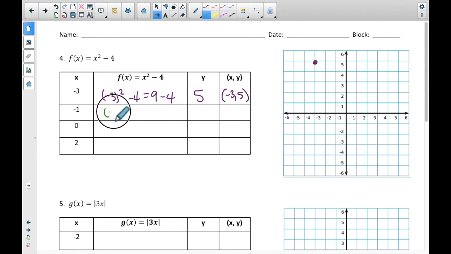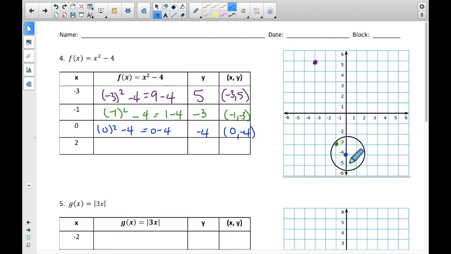My next one is -1 squared. Plug it in. So I got -1, -3. That is all the way down here. Plug in my 0. Easy peasy. That's 0 minus 4. That's a -4. So this point is 0, -4. It's not a line, is it? Okay, so something's different. It's not making a line. It is making a pattern, though.